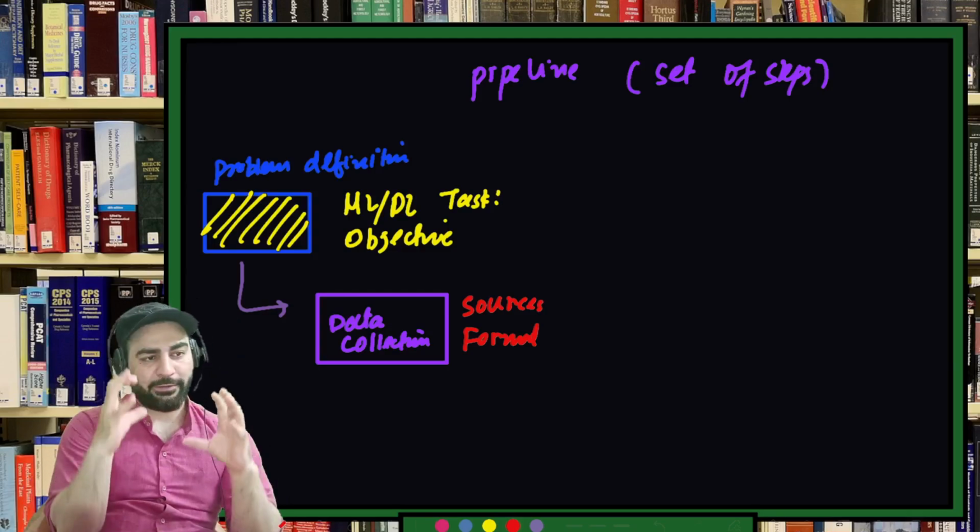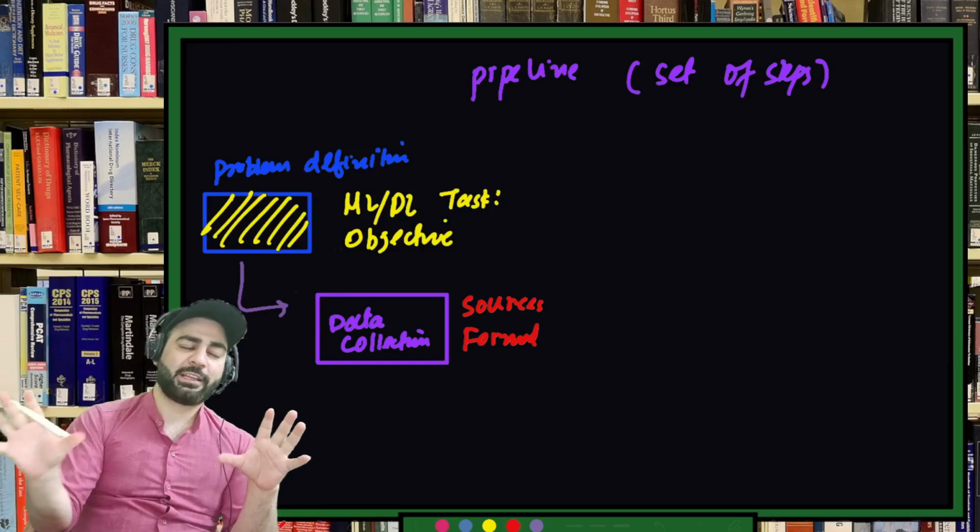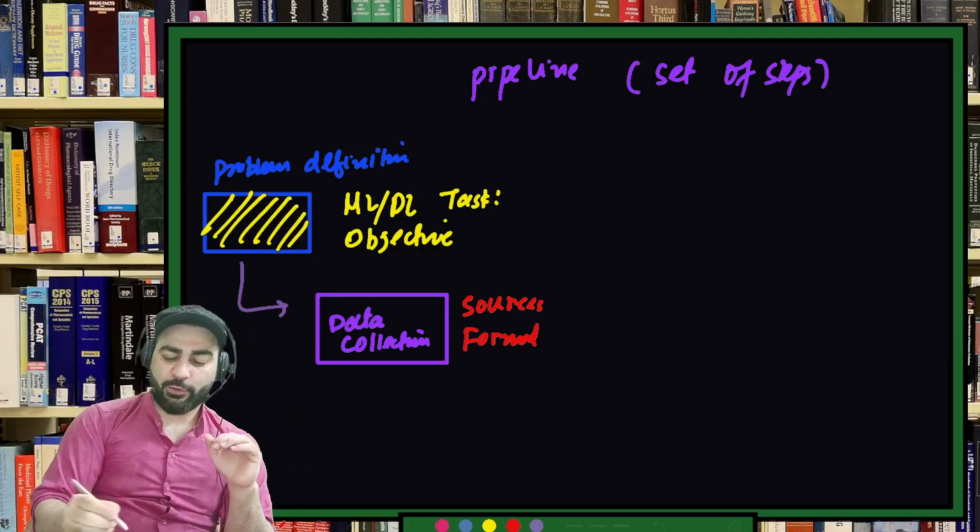So we have the problem defined. We have an ML/DL task that we want to do, and that is the first thing. And then we have an objective defined. And then what we do is we do data collection.